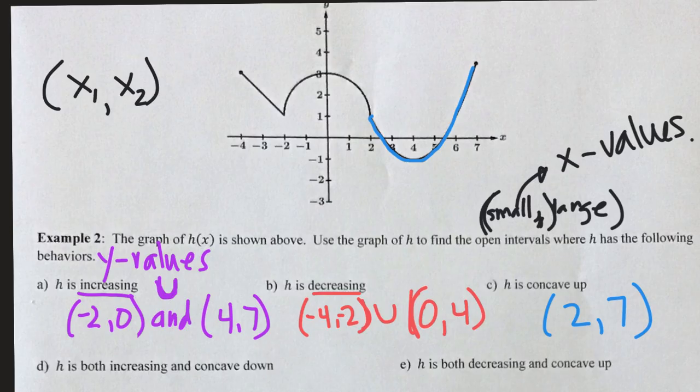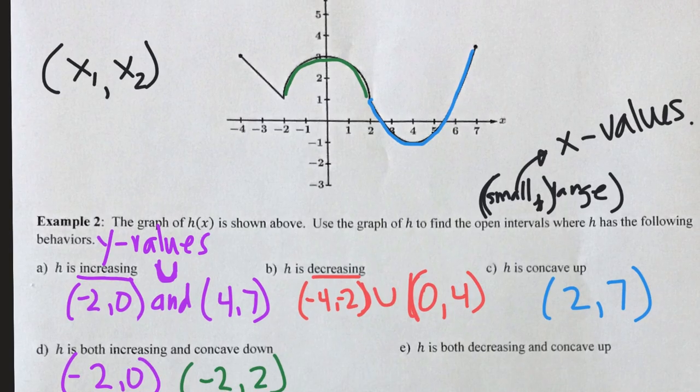Okay? Part D, where h is both increasing and concave down. -2 to 0. Well, let's talk about that then. Where is it concave down? It's concave down from -2 to 2. But where is it increasing? -2 to 0.